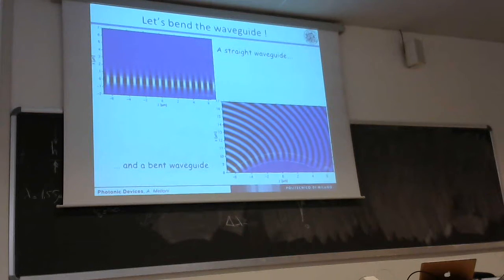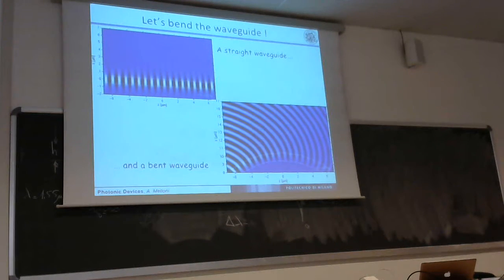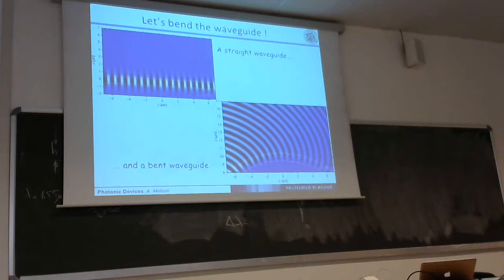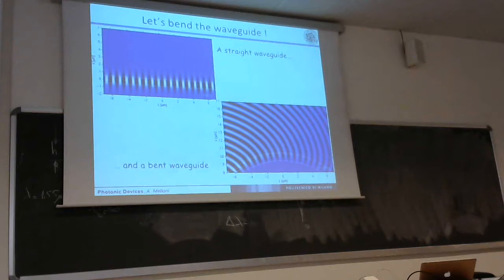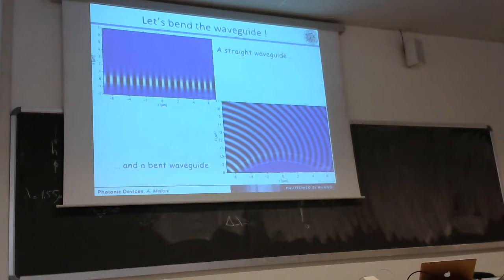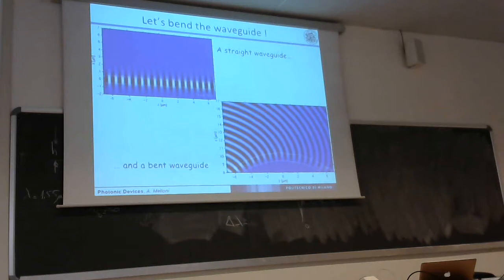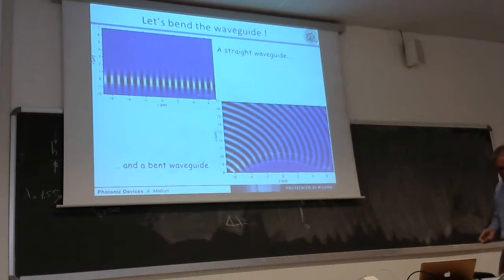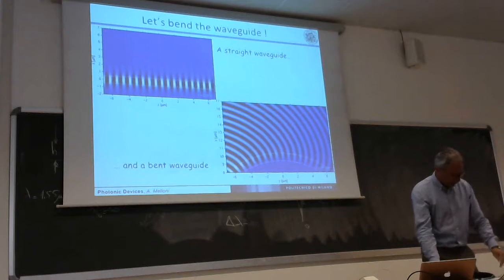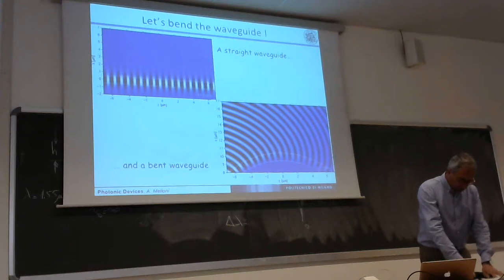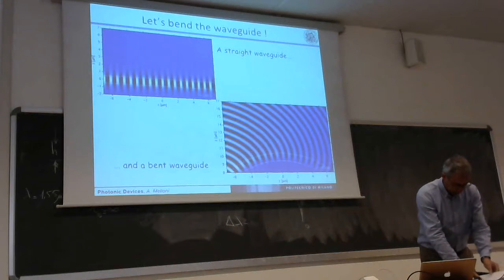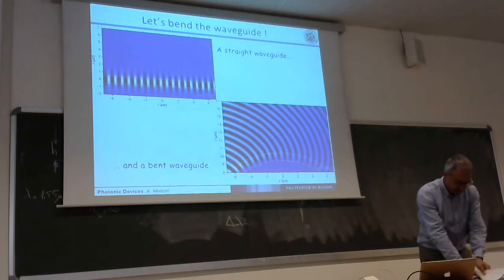So at some point you have to change the direction, or maybe make some component that requires a tight bend. So is a bent waveguide just a straight waveguide that goes around, or is there something else? So how to study the bent waveguide?